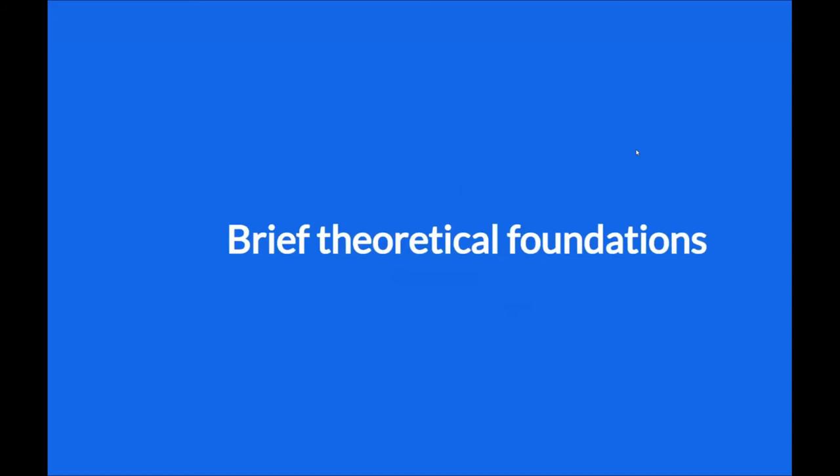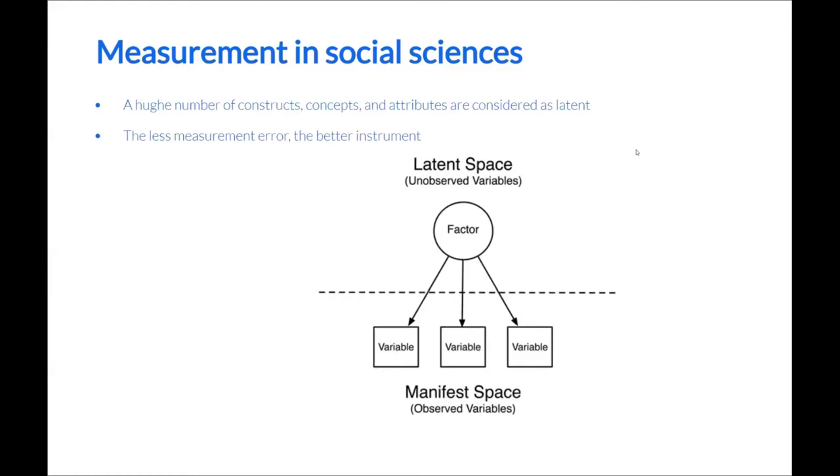Okay, about the general issues about structural equation modeling. It's very important to discuss this issue, and the most important application of SEM is about measurement issues in social science. Most of the concepts, attributes, or constructs that we have and can observe in social science are latent, and it's very difficult to observe them in real life.